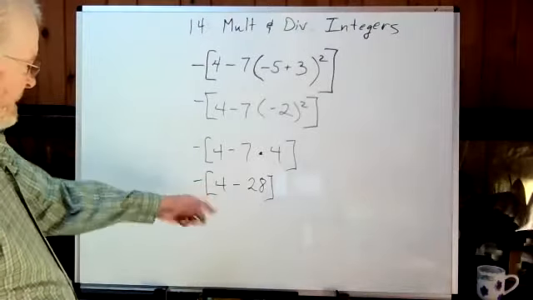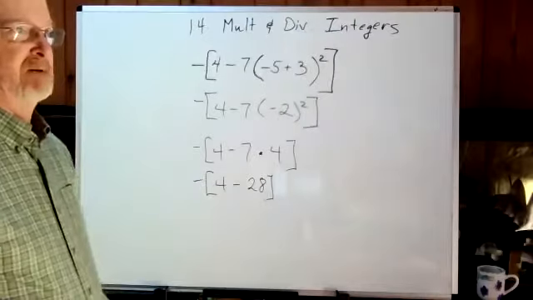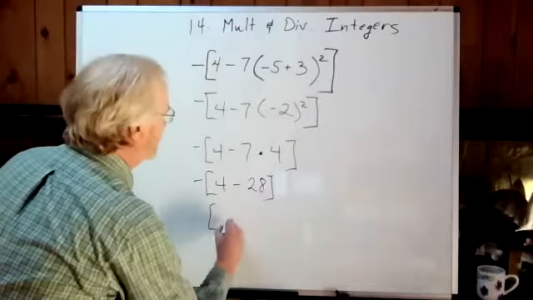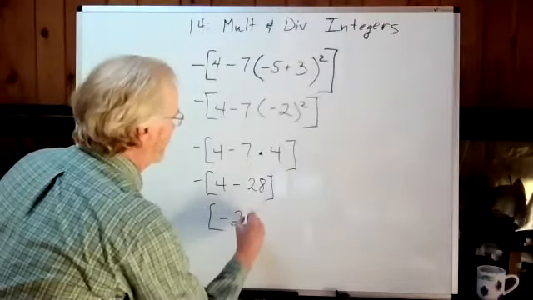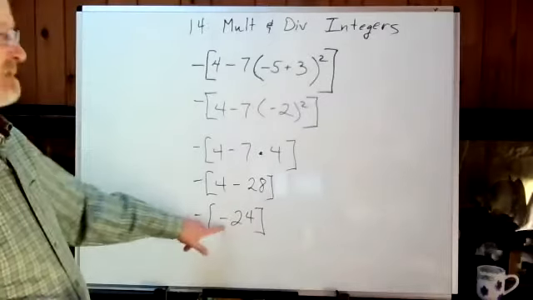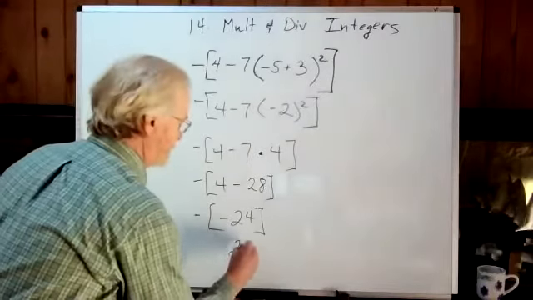All right, inside, 4 minus 28. Way left on the number line. So what's -24? That. And opposite of negative is positive, 24.